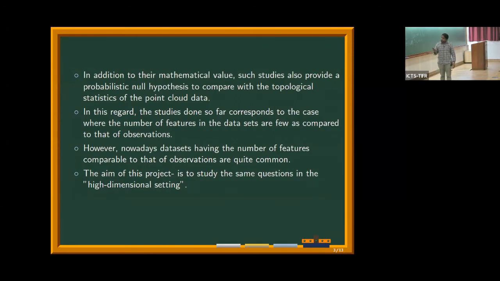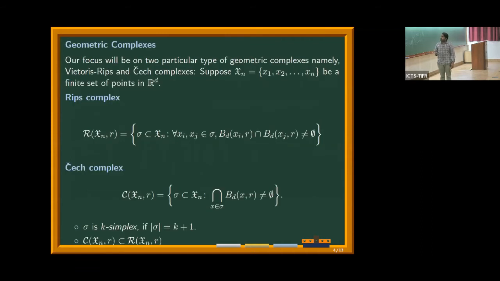I will explain more about what the high dimensional setting is, but before that, let me give you some definitions of the keywords we have used in the first two slides. So first is geometric complexes. Our focus is on two typical geometric complexes, namely Čech and Rips.